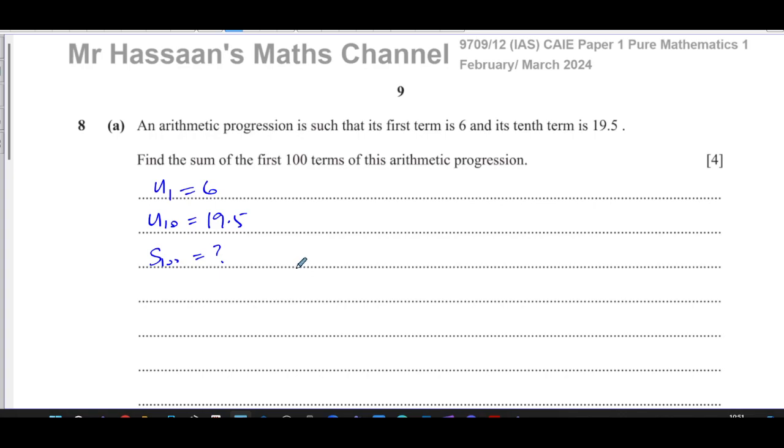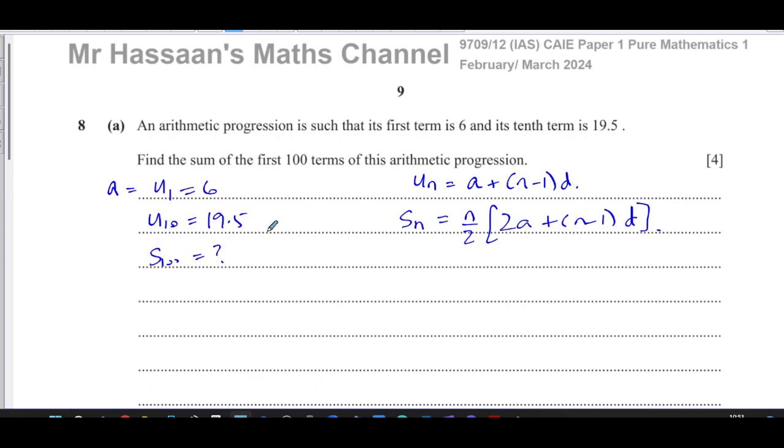Okay, so now the sum of the first n terms of an arithmetic progression is given by the formula n over 2 times (a plus (n minus 1) times d). The first term is called a; U1 is the same as a. That's what a stands for. We know U10, the 10th term, is 19.5, and the formula to find the nth term of a series is a plus (n minus 1) times d.